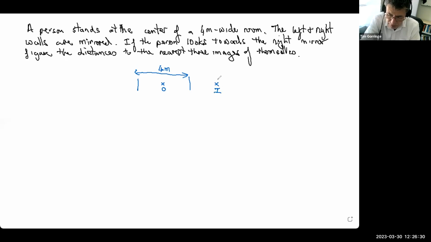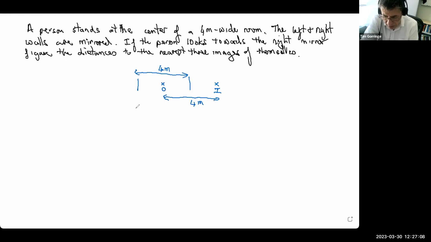I'll label this the image position. It's based on the rule about images in plane mirrors. This person is 2 meters from the mirror, half the width of the room, so the image will appear 2 meters behind the mirror. And so this will be 2 plus 2 meters. This is 4 meters. The distance from the person to the first image of the person is 4 meters. So that's the nearest image in the right-hand mirror.